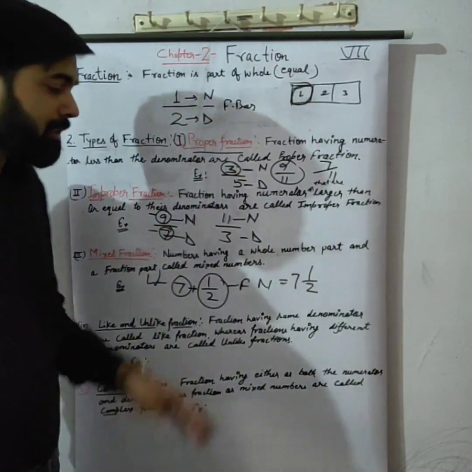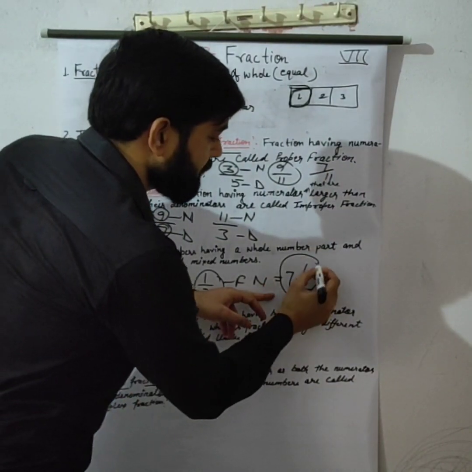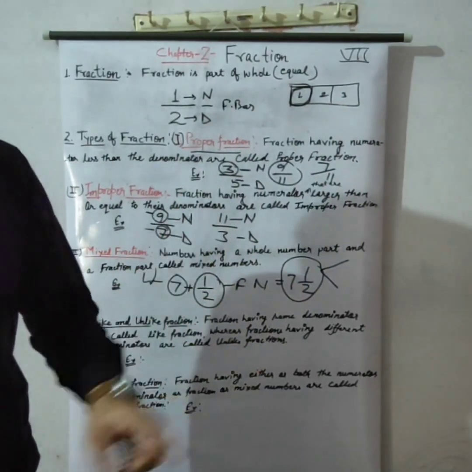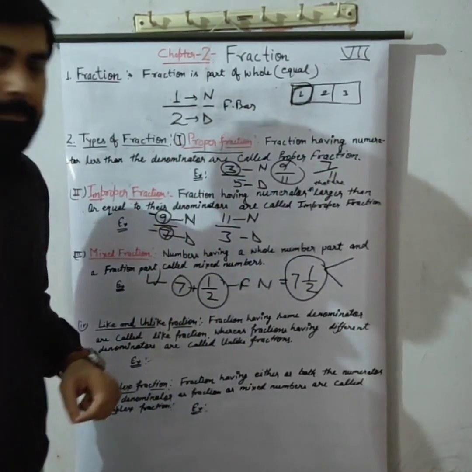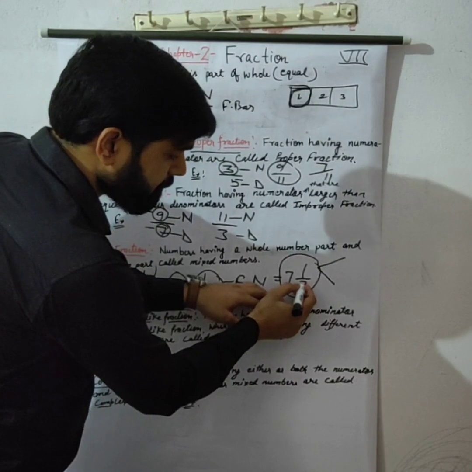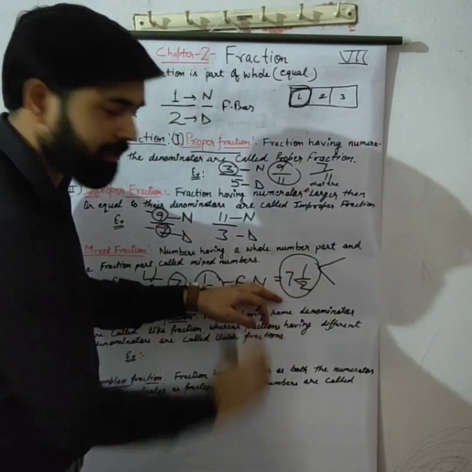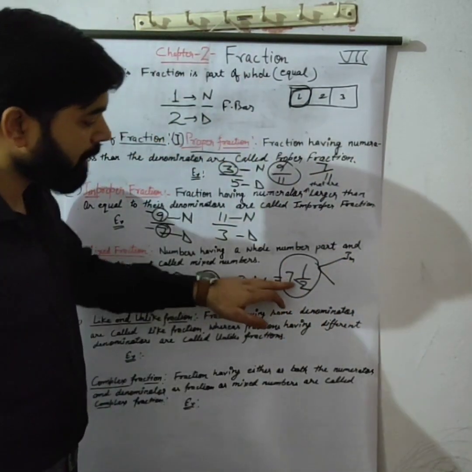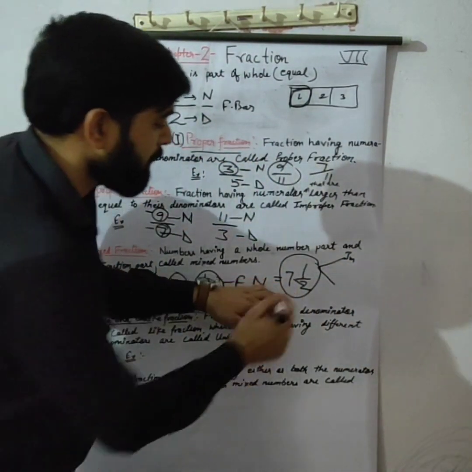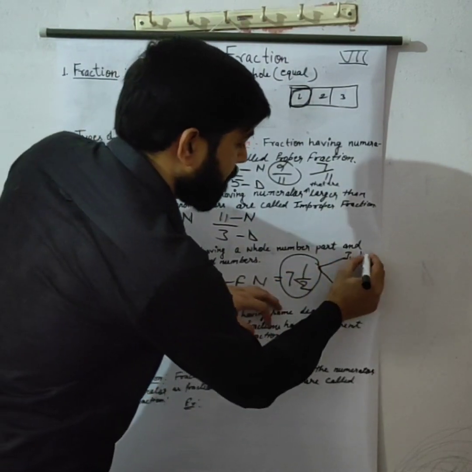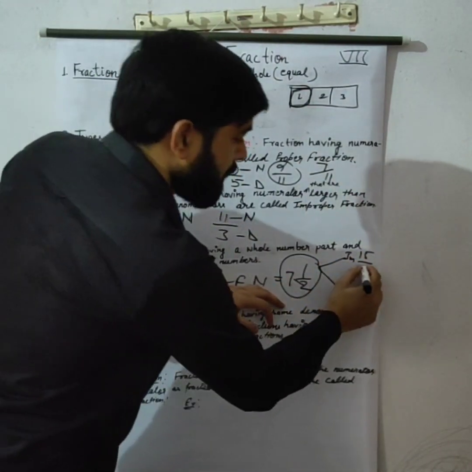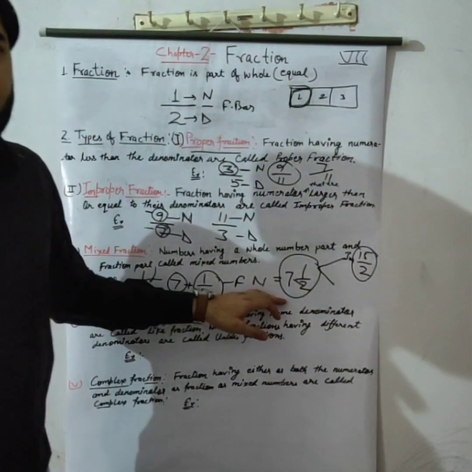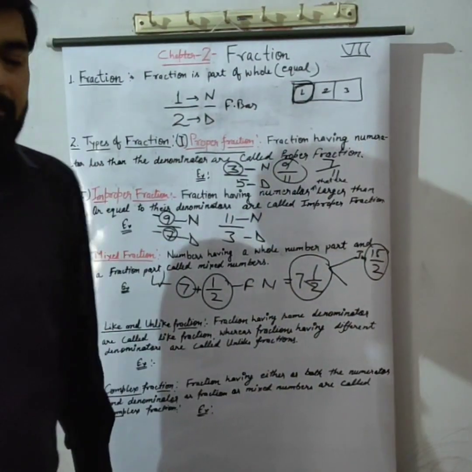So this is a mixed fraction, and a mixed fraction we can also convert. You know that a mixed fraction can be converted into an improper fraction, and an improper fraction can be converted into a mixed fraction. How can we convert 7 and 1 upon 2 into an improper fraction? Whole number multiplied by denominator: 7 twos are 14, plus 1 is 15, and the denominator stays the same, 15 upon 2. Which type of fraction is this? This is an improper fraction. So 15 upon 2 is an improper fraction.